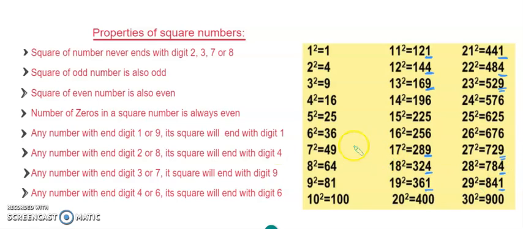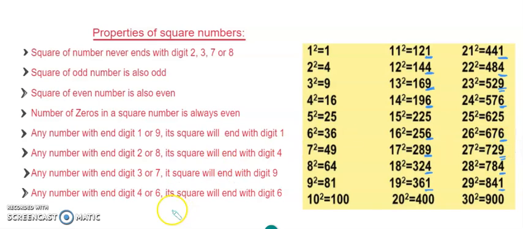Next, any number with unit digit 4 or 6, its square will end with 6. Like 4 squared is 16, 6 squared is 36, 14 squared is 196, 16 squared is 256, 24 squared is 576, and 26 squared is 676. 14, the end digit is 4, 16, the end digit is 6, 24, the end digit is 4, 26, the end digit is 6. Now on squaring 14, 16, 24 or 26, the square number ends with 6. Can you see here?